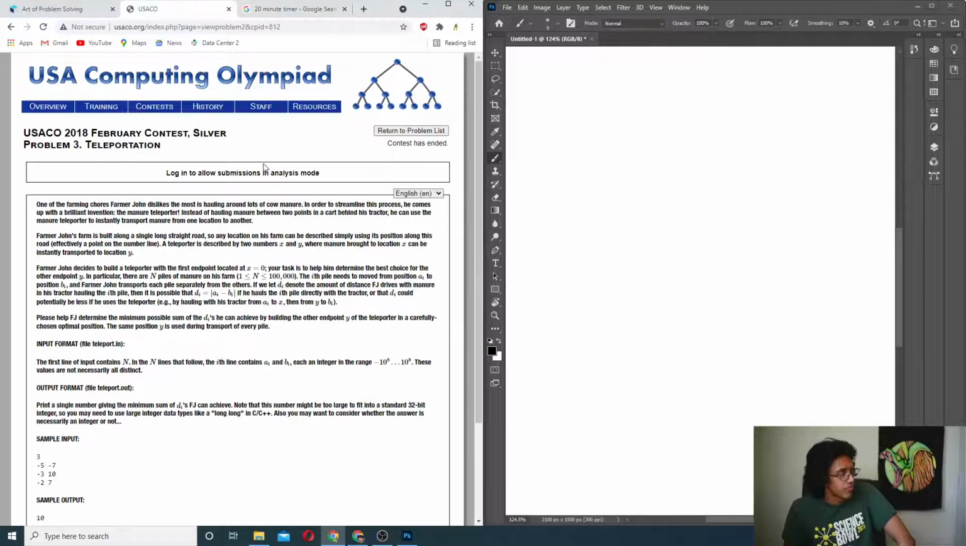Alright, very epic. So, one of the farming chores Farmer John dislikes the most is hauling around lots of cow manure, okay? In order to streamline this process, he comes up with a brilliant invention, okay? The manure teleporter. I need that kind of invention, god dang it. Instead of hauling manure between 2 points in a cart behind his tractor, he can use the manure teleporter to instantly transport.